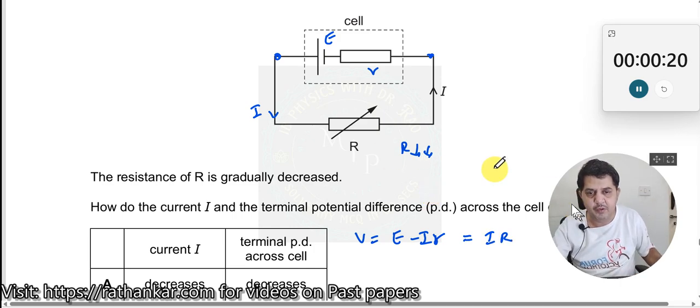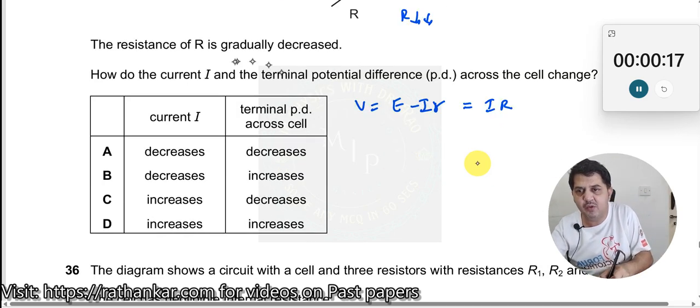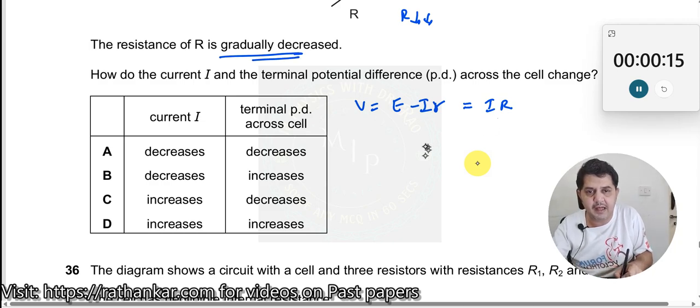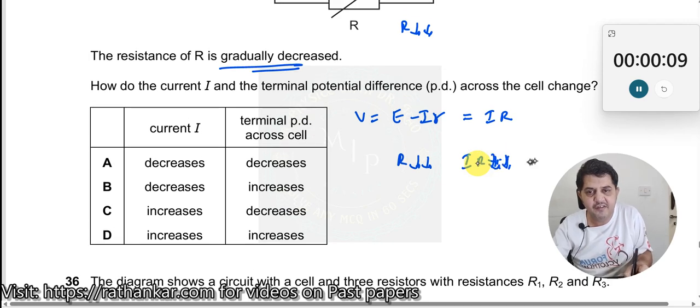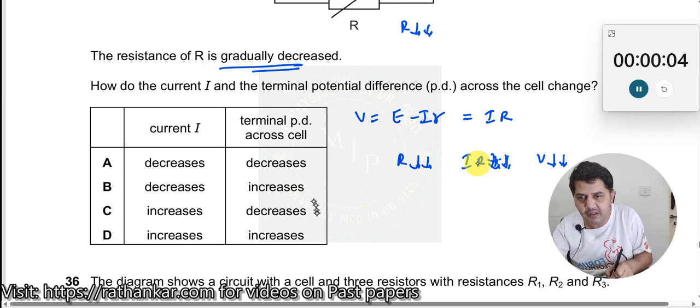Okay, now what do we do? Now it says if the value of R is reduced, then what will happen? I into R will also decrease, which means your terminal potential difference will decrease, right? So therefore, this option is incorrect. These two we have to see.